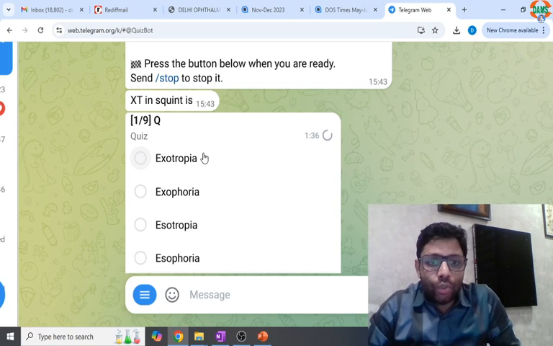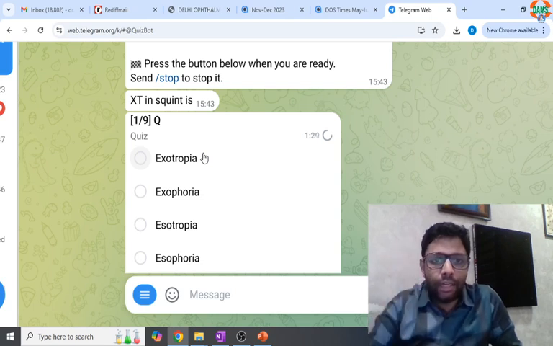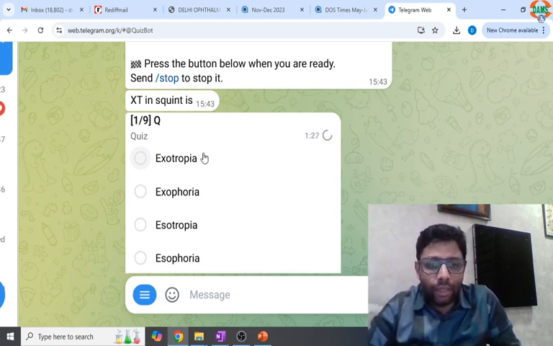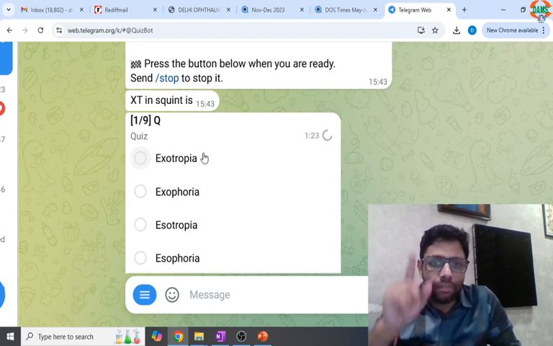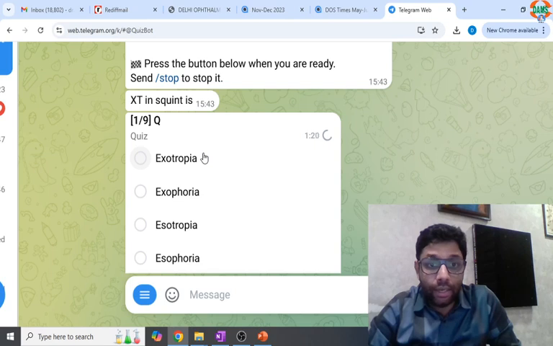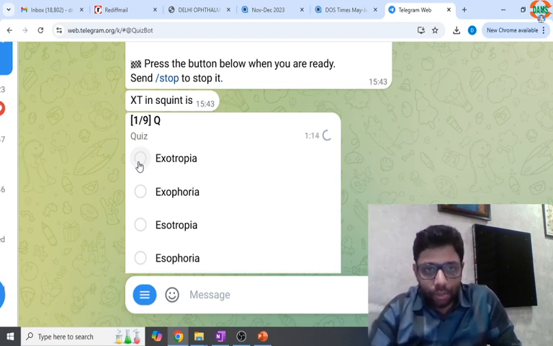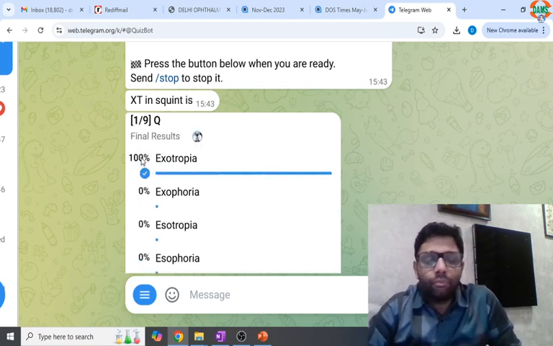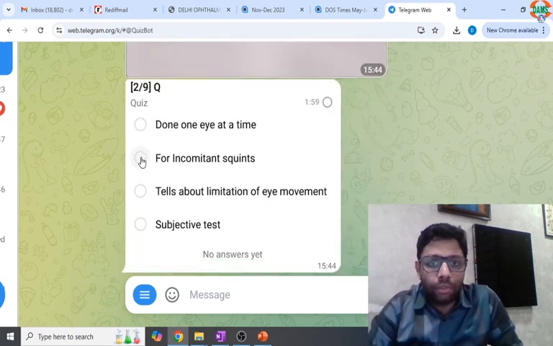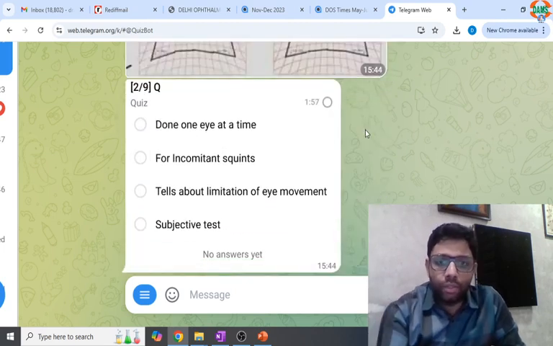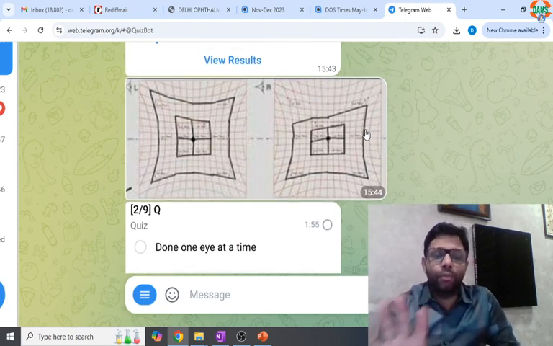ET is esotropia, and along with X, if there is a hyphen, then it becomes a latent squint, that is exophoria, and along with ES, if there is a hyphen, that is esophoria, a latent squint when the eye tends to go inside. So XT is the abbreviation of exotropia over here. Sometimes just by common presence of mind you can answer the question, but this is to be known. If you know this, you can answer.